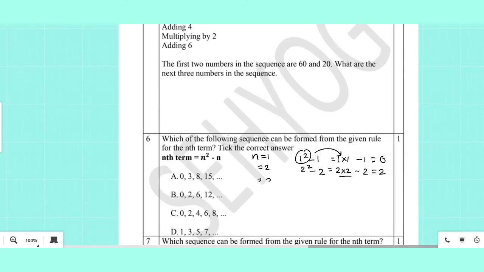Finding the third term, putting n equal to 3. So 3 square again, n square minus n. N is 3. So 3 square means 3 times 3, 9 minus 3, which is equal to 6. Now finding the fourth term, putting n equal to 4. So n square, 4 square minus n, minus 4. So 4 square means 4 times 4, that is 16 minus 4. 16 minus 4 is 12. So we can see the 4 terms 0, 2, 6, 12. So our correct answer is part B.